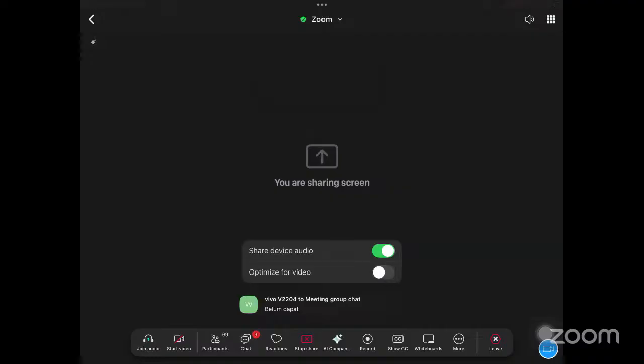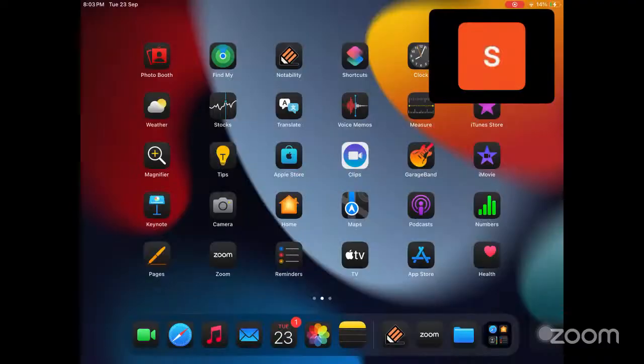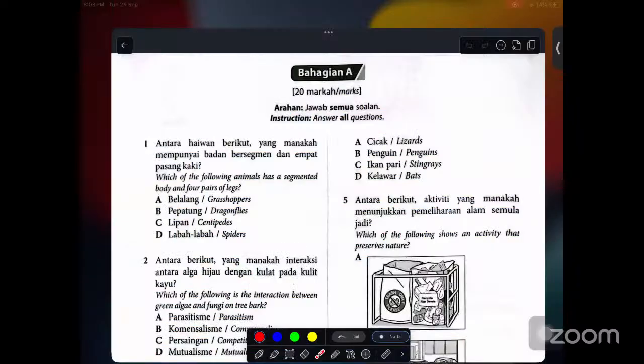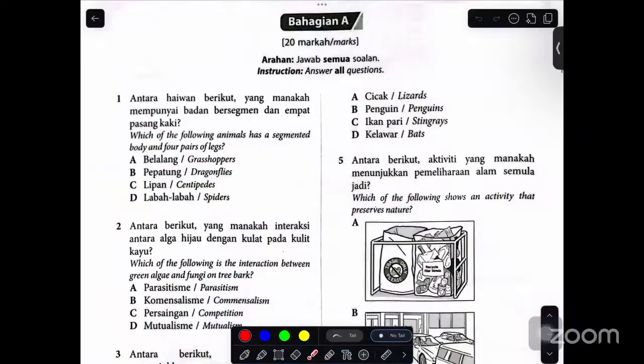Okay, alright, students. Kita akan continue dengan kertas model kedua. Okay, we will continue with the second model paper. Ada tak pelajar yang belum dapat lagi kertas model ni? Is there any students who didn't get the model paper? Ada tak? Tak dapat? Okay, one moment, teacher will send it now. Kita akan continue dengan kertas model kedua, the second model paper. Teacher is sending it to you now.